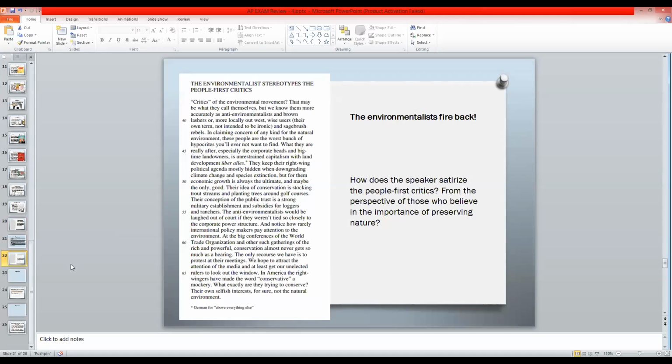So in this one, my question is almost the same: how does the speaker satirize the people first critics? And the question furthermore is from the perspective of those who believe in the importance of preserving nature, from their POV, right? So I'll give you another 2 minutes for this one. Same process. The next part here is not technically another reading. It's part of the same, but it's broken down into two different pieces. It's kind of like one side versus the other side. So I'll give you another 2 minutes to break this one down, and we'll see what you can come up with.